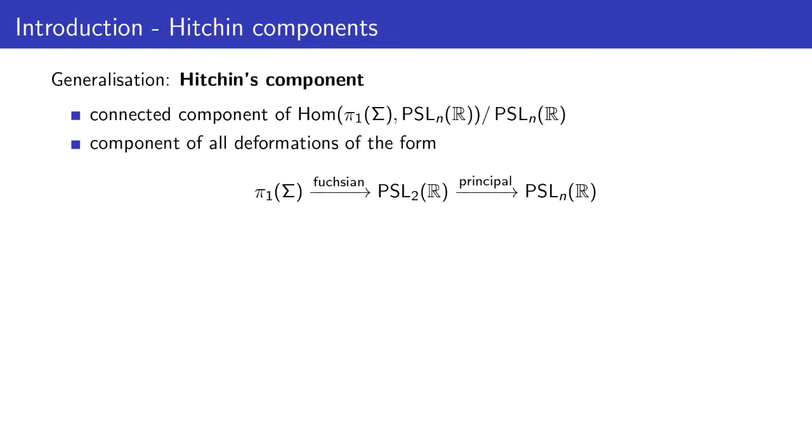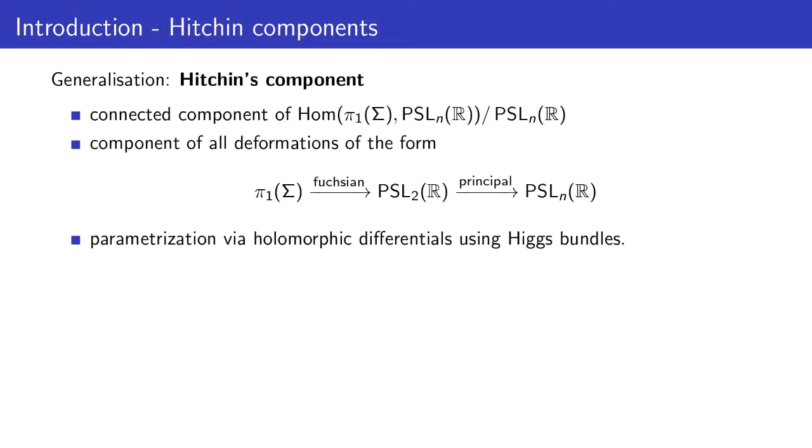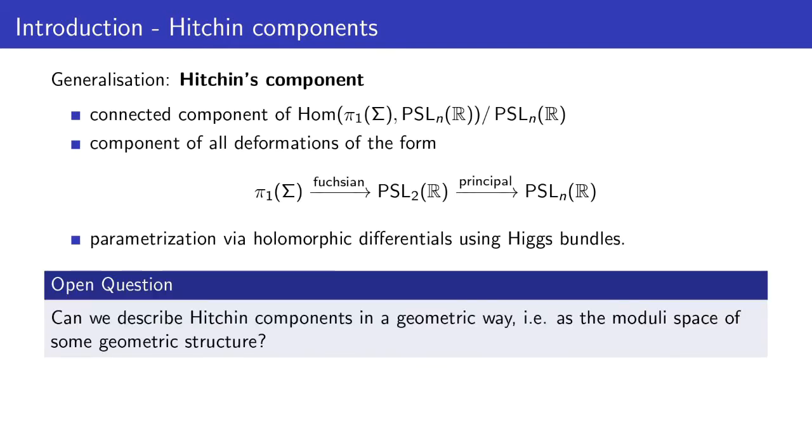So Hitchin himself, in his paper of 92, described this component using Higgs bundle techniques. And in particular, he finds a parametrization of this component by holomorphic differentials. So the big open question is: is there a geometric way to define this Hitchin component? Meaning, can you describe it as a moduli space of some geometric structure on the surface? We have seen that Teichmüller space describes various geometric structures. But up to now, there's no geometric structure known whose moduli space would give the Hitchin component.